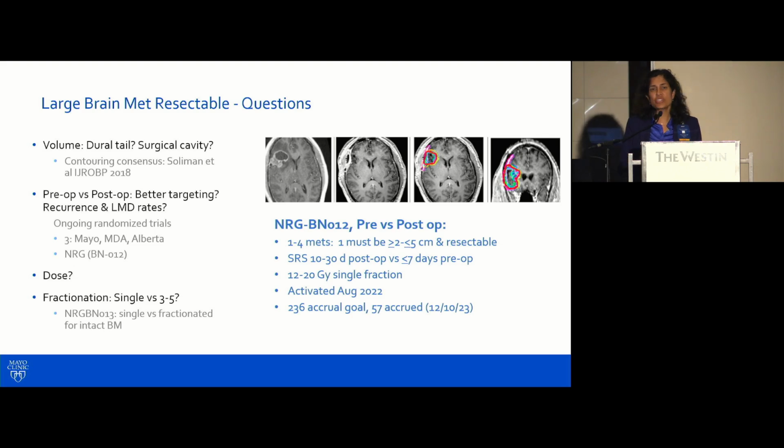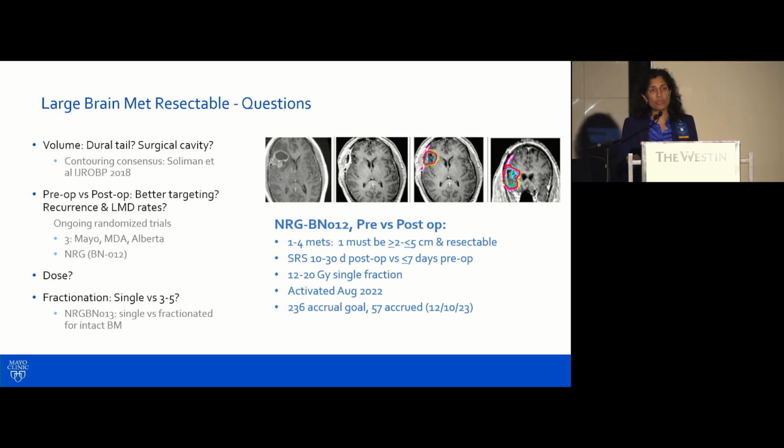But there's questions that are around, and we're trying to establish some approaches nationally. Is like what is the CTV, what is the GTV in a post-op cavity? Do you cover the dural tail? How much of that post-op enhancement do you cover? Is pre-op versus post-op better? There's some trials now looking at that. BN012 is looking at pre-op versus post-op.